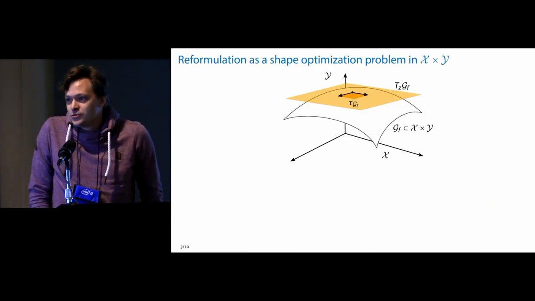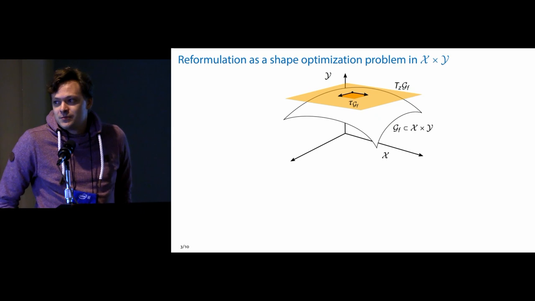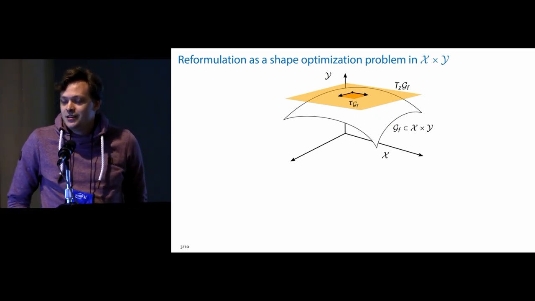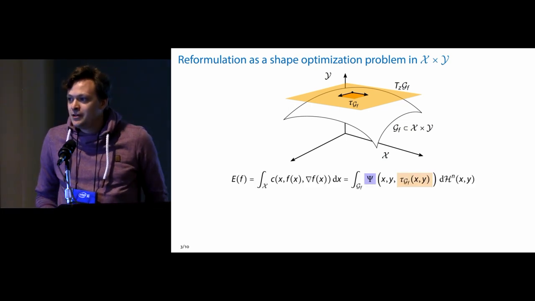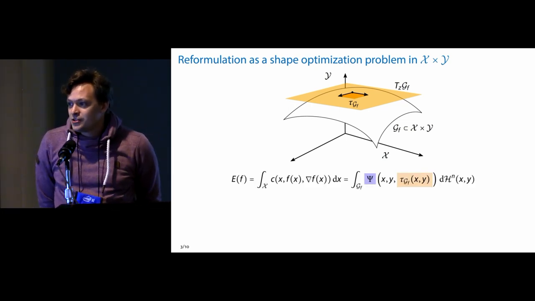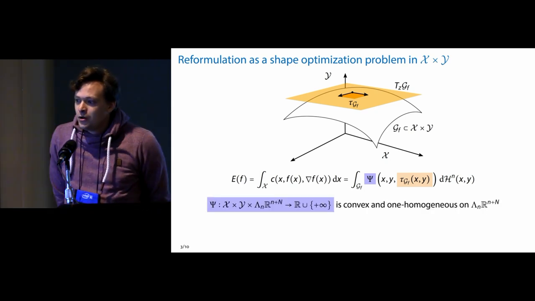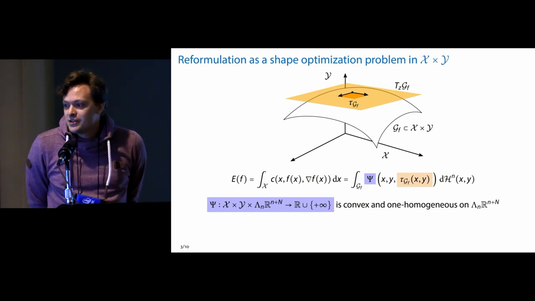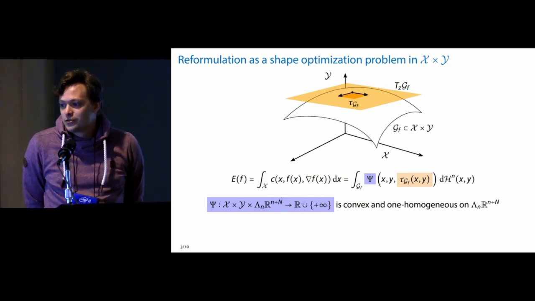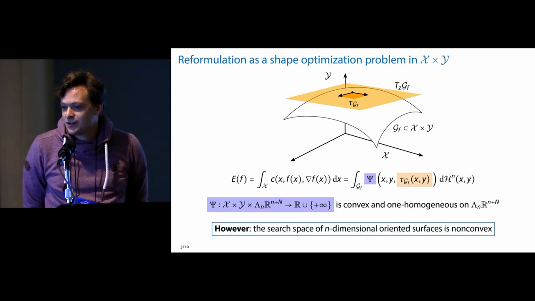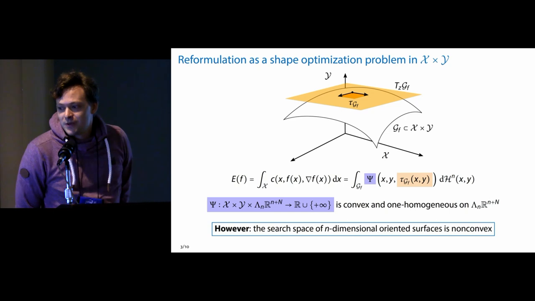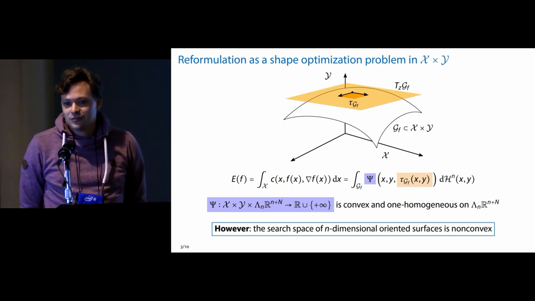So the main idea is to reformulate the original problem as a shape optimization problem in the product space. The key insight is that the graph of the function is an oriented smooth manifold in the product space. And at each point, the tangent space is spanned by a simple multivector. In our theoretical contribution, we show that the original energy can be reparametrized as an integral over the graph of the function with respect to a convex and one-homogeneous functional acting on multivectors which span the tangent space. However, the search space over n-dimensional oriented surfaces is non-convex, so we have to relax to a larger search space.